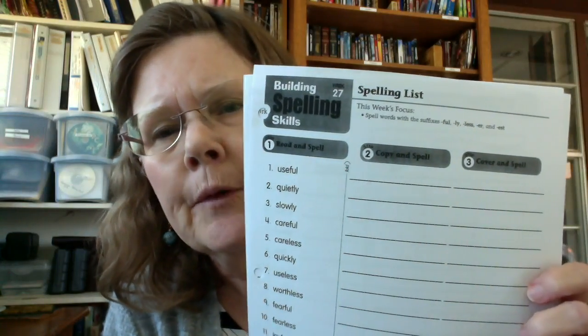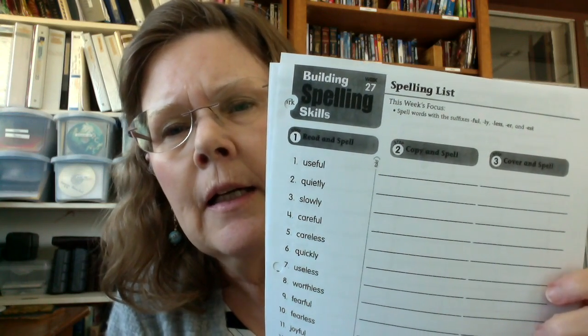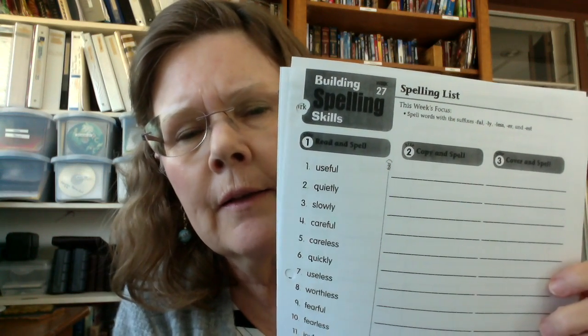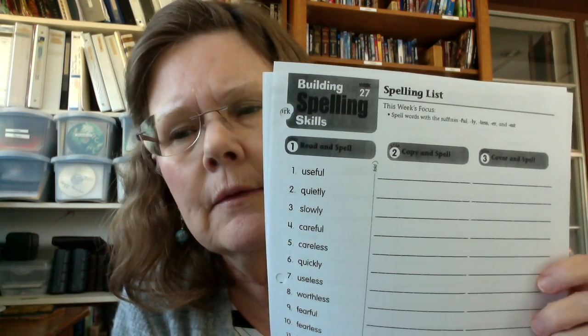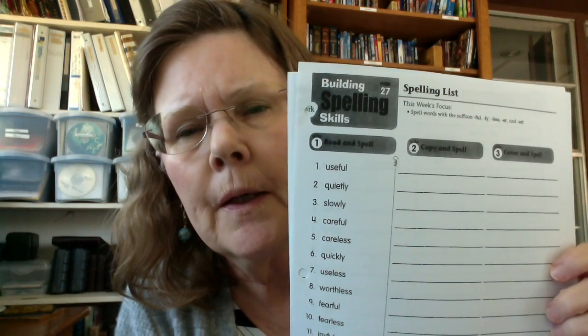So change over to your spelling, and all your words this time is what it looks like. Spelling, reading, spelling 27 week. They don't exactly match up to the weeks, but that's okay. Okay, so here we go.